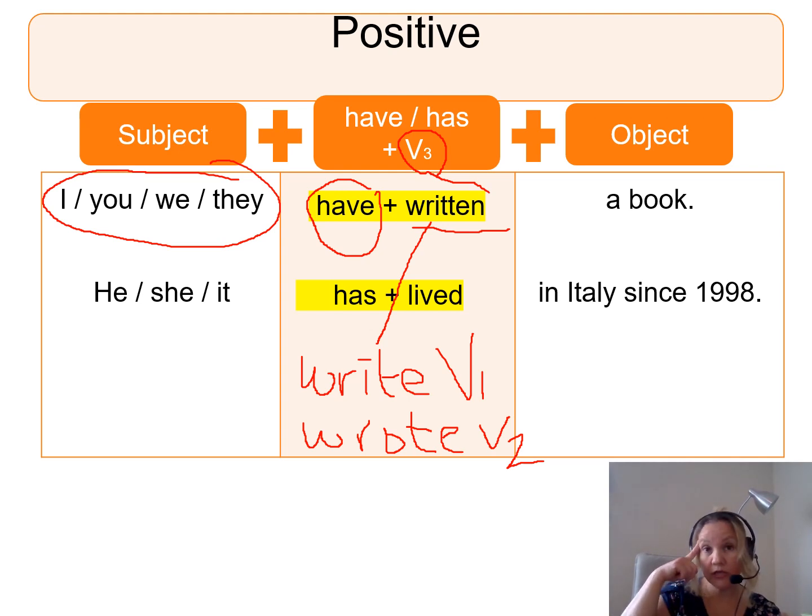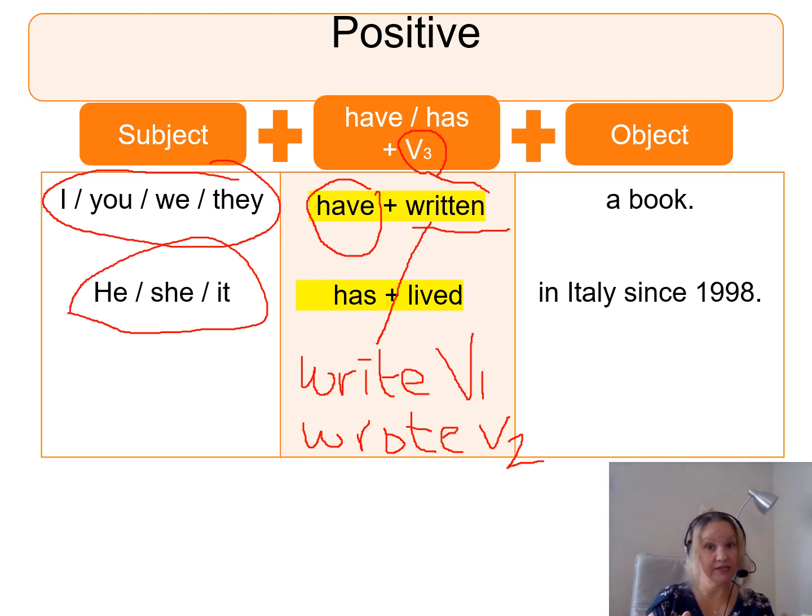But be careful, if we are using he, she, it as a subject, then do we say she have lived? No, absolutely. We don't say she have lived. She has lived. Okay, so with he, she, and it, we have to use has. And still the verb 3 is the same. Okay, so let's think of another example.